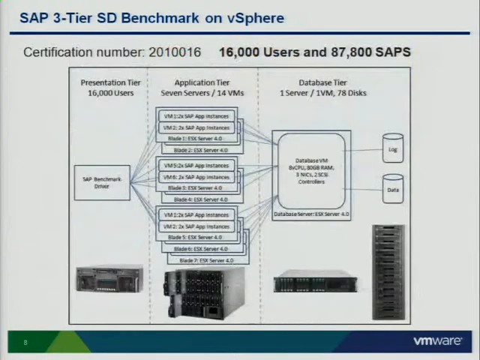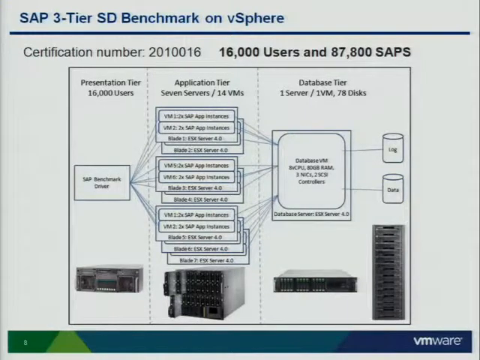So this is a diagram of what it looks like. Basically, we've got the 3 tiers. The presentation tier is just the benchmark driver in this case. So this is what's generating all the load against our 3-tier setup. In the middle, we've got the application tier, which is where the vast majority of the resources were being used. And then on the back end, we have a single VM acting as the database tier.